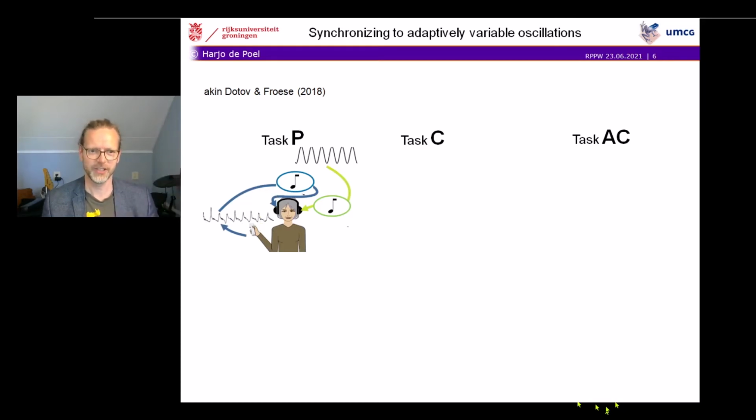And this sound is actually presented in the other ear of the headphone, so as to match the two sounds. That was the task. So we call this task P because the input was periodic, fully periodic, perfectly sinusoidal. Then task C is the more difficult task.